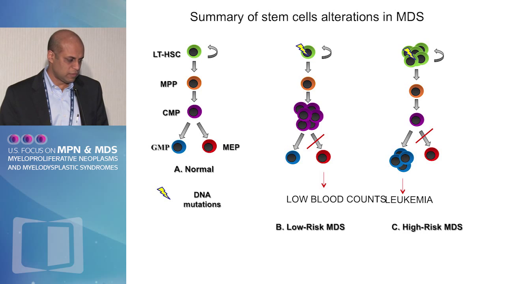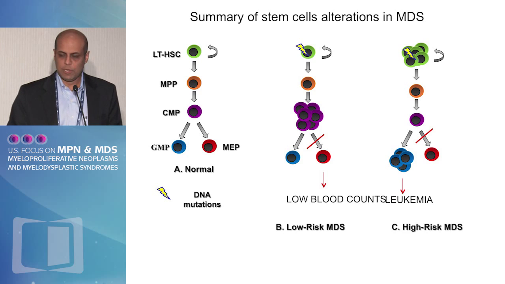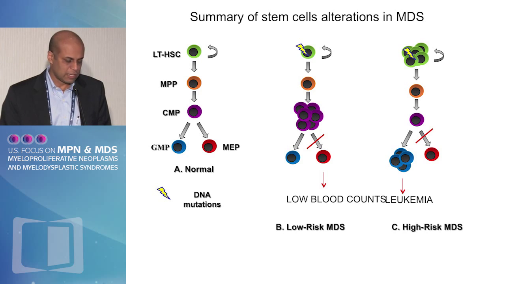In higher risk cases, we find a much greater elevation in the numbers of long-term stem cells. But we also find expanded GMPs, and multiple studies have now shown that these GMP populations can act as leukemia-initiating populations. So these can give rise to leukemia.